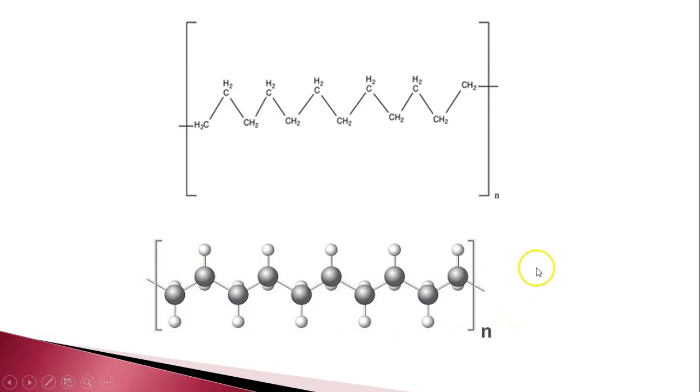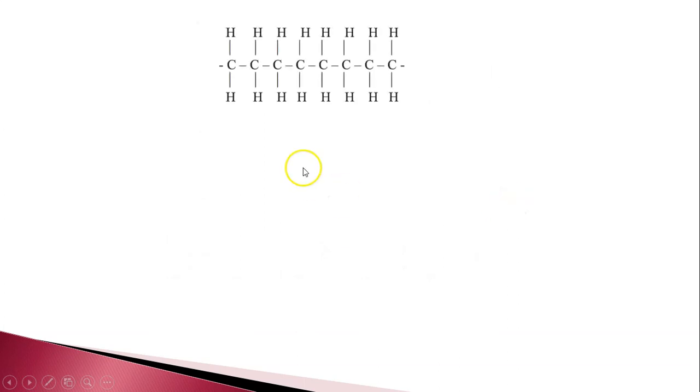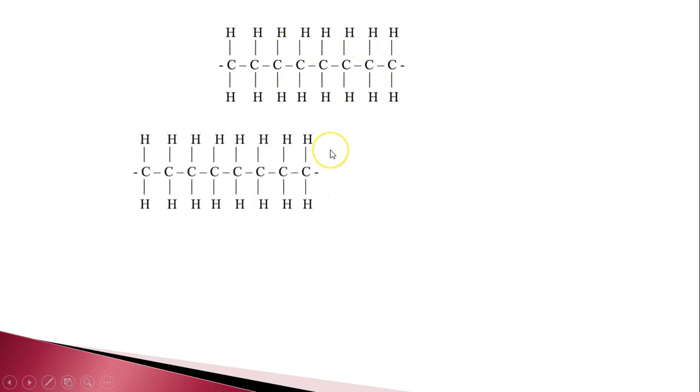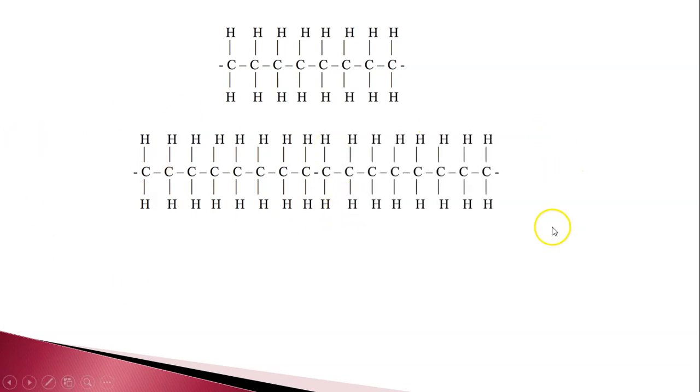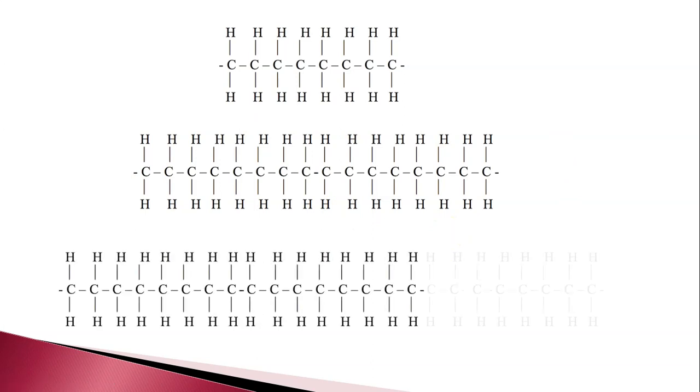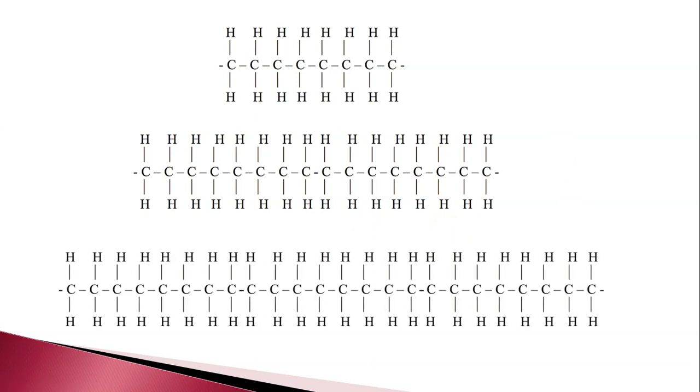Here you can see the n, right? n represents the number of times it is repeating. I will explain. Think this is a basic structure. If n is equal to 2, that means I am repeating it 2 times. See, the structure will be like this. Then if I am repeating it 3 times, it will be 1, 2, 3. The structure will be like this. So it is a long chain of atoms.